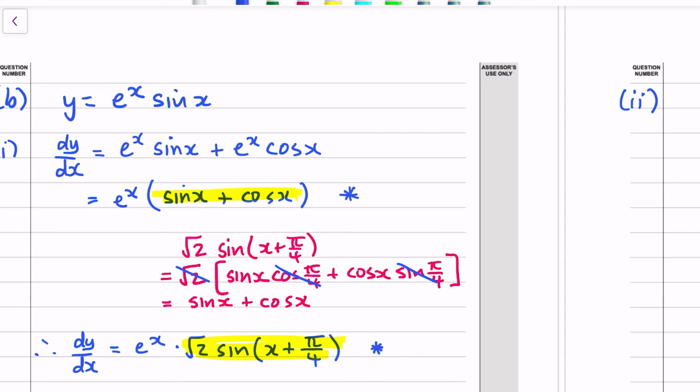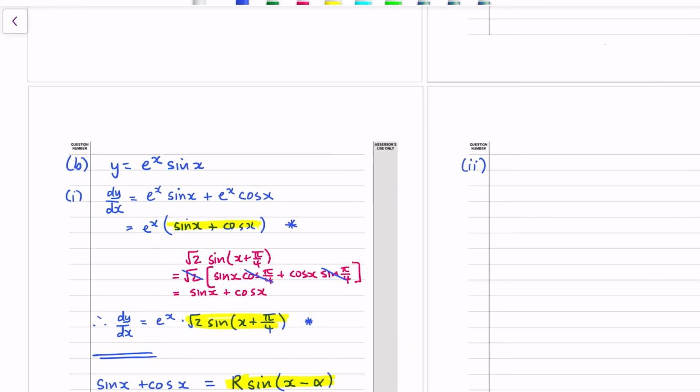Okay, so notice that there's a root 2 in there. That just sits in the front. So every time we differentiate, we're going to get another root 2. And we've got e to the x times sine of x plus pi over 4, which is very similar to the original function, which was e to the x sine of x. Okay, so it's about spotting patterns in this problem.